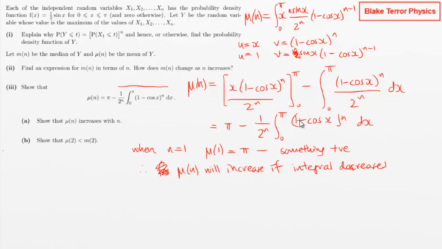So that is, and then we're dividing it by 2 to the n. Just trying to think. We want this thing to be getting smaller and smaller as n increases. So (1 minus cos x) to the n is going between 0 and 2. The most that we can get out of (1 minus cos x) to the n is 2 to the n. That fits, because we're dividing it by 2 to the n. Yeah, so that's going to work, isn't it? Right, let's write out something like that.